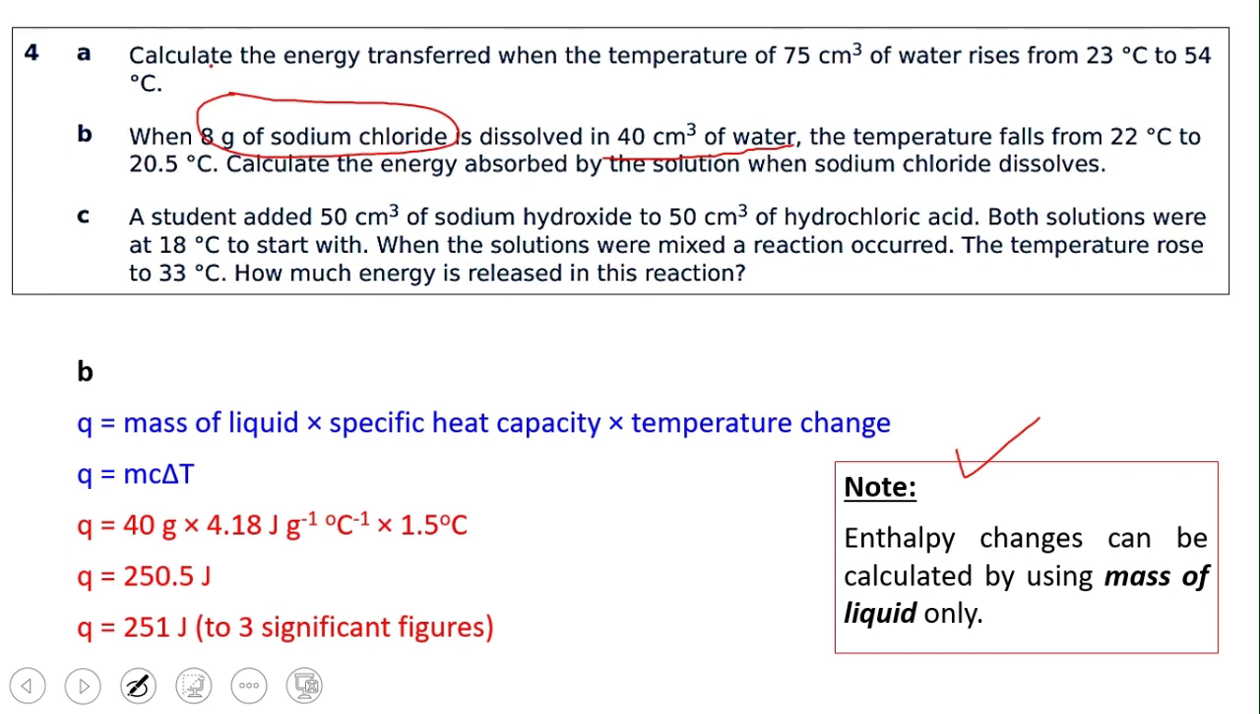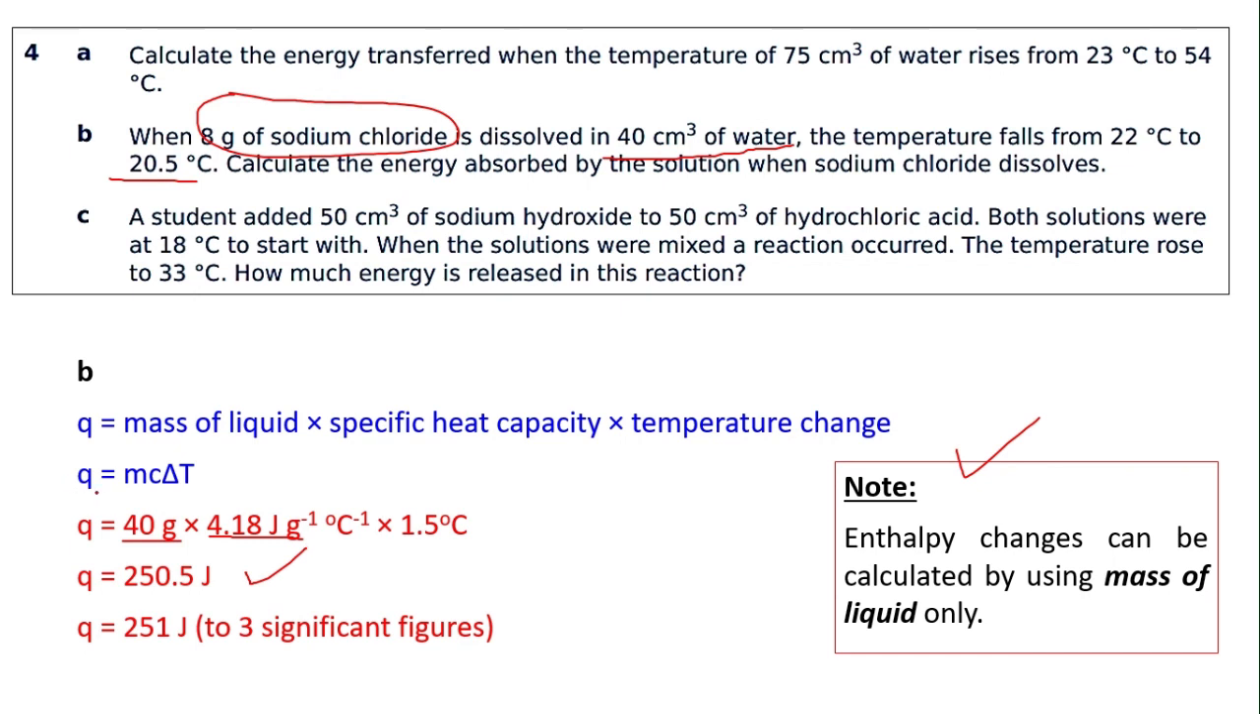So we are going to write 40 cm cube equal to 40 gram in the formula. In place of the mass, we write just the water mass, not the sodium chloride. And C will be the specific heat capacity for the water. Delta T, the temperature change, will be 22 minus 20.5, which gives us 1.5. We can solve it and we will get the answer 250.5 joules, and in three significant figures it will be equal to 251 joules.